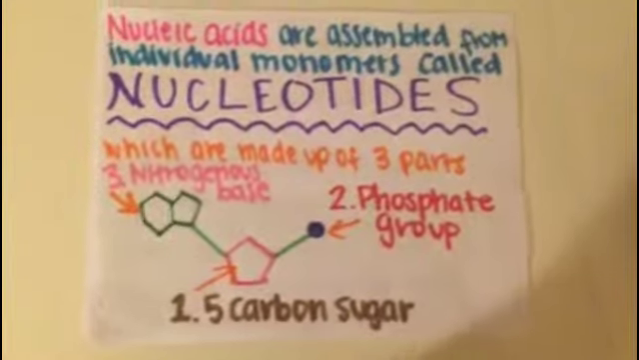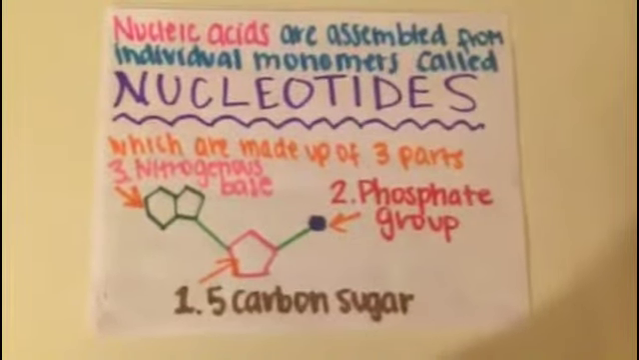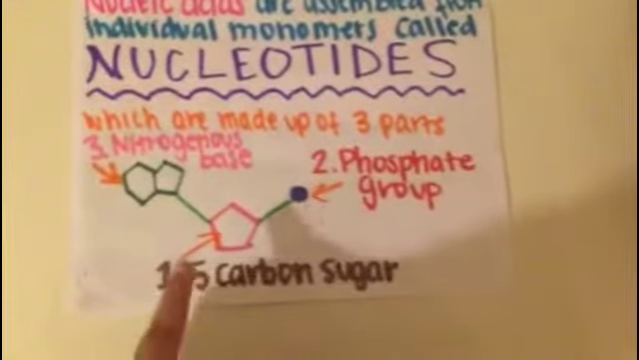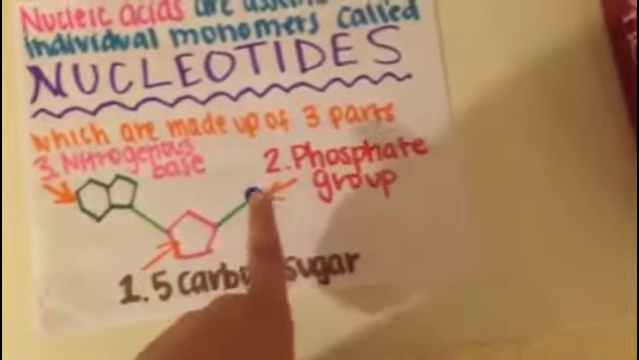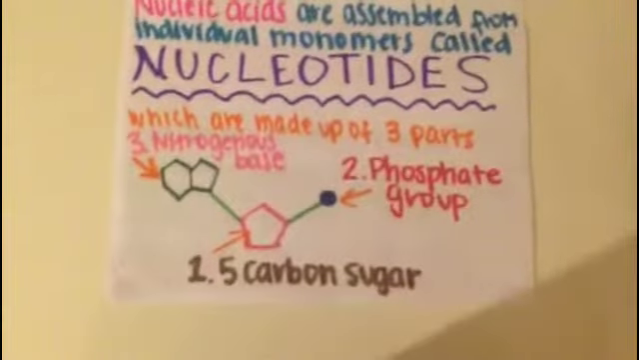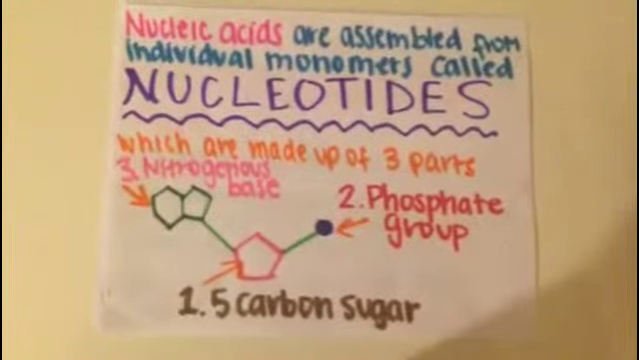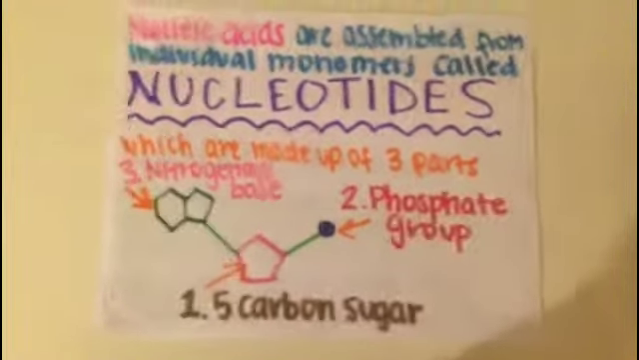Nucleic acids are assembled from individual monomers called nucleotides. Nucleotides are made up of 3 parts: 1, a 5-carbon sugar, 2, a phosphate group, and 3, a nitrogenous base. Individual nucleotides can be joined by covalent bonds to form a polynucleotide or nucleic acid.